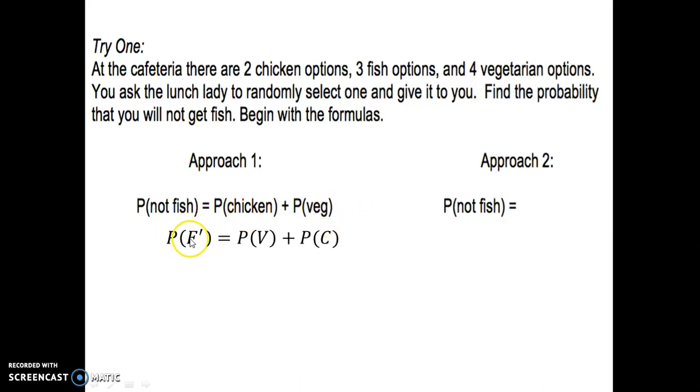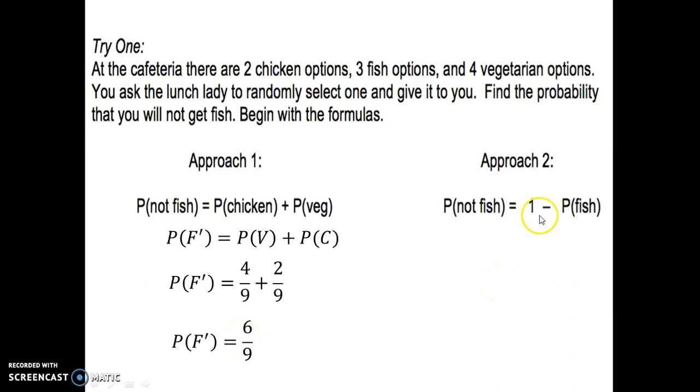So the probability of not fish is the probability of veg plus chicken, sure, that works. I just put them backwards. And then not fish is probably veg. Well, there's 4 veg options, and there's 2 chicken options. So the total is 6 out of 9. That's the probability of not getting a fish, because that's the probability of getting the other items.